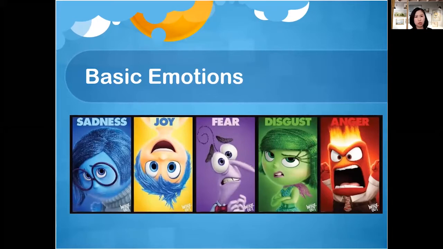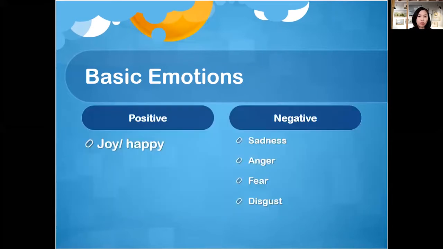Now, there are different theories out there that would tell you different numbers. Iba-iba. Some say there are only 4 emotions, but the most prevalent now is this concept that the basic emotions are actually joy, happiness, and surprise. Those are the positive ones. And the negative ones are sadness, anger, fear, disgust, and actually one more, shame. Okay. What do you notice with this?